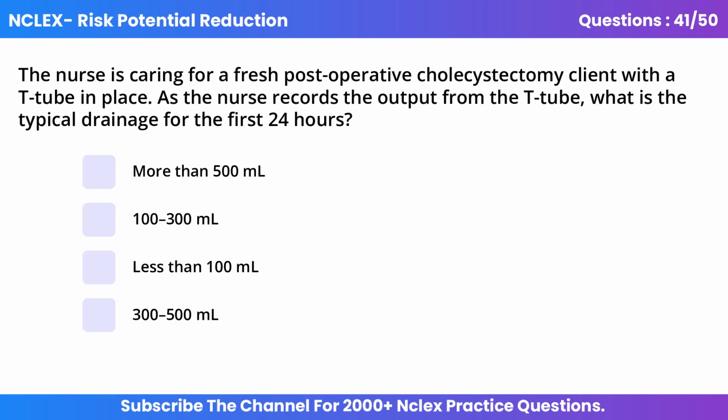Question 41. The nurse is caring for a fresh post-operative cholecystectomy client with a T-tube in place. As the nurse records the output from the T-tube, what is the typical drainage for the first 24 hours?